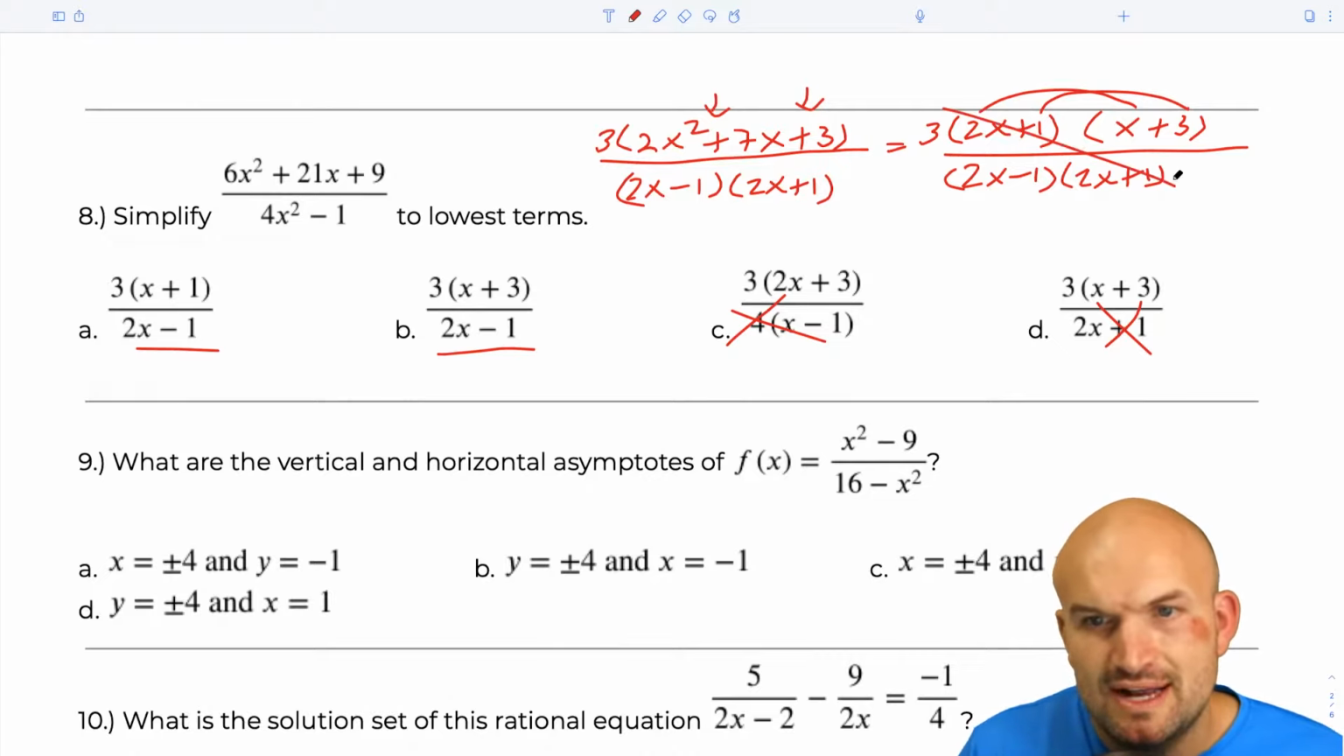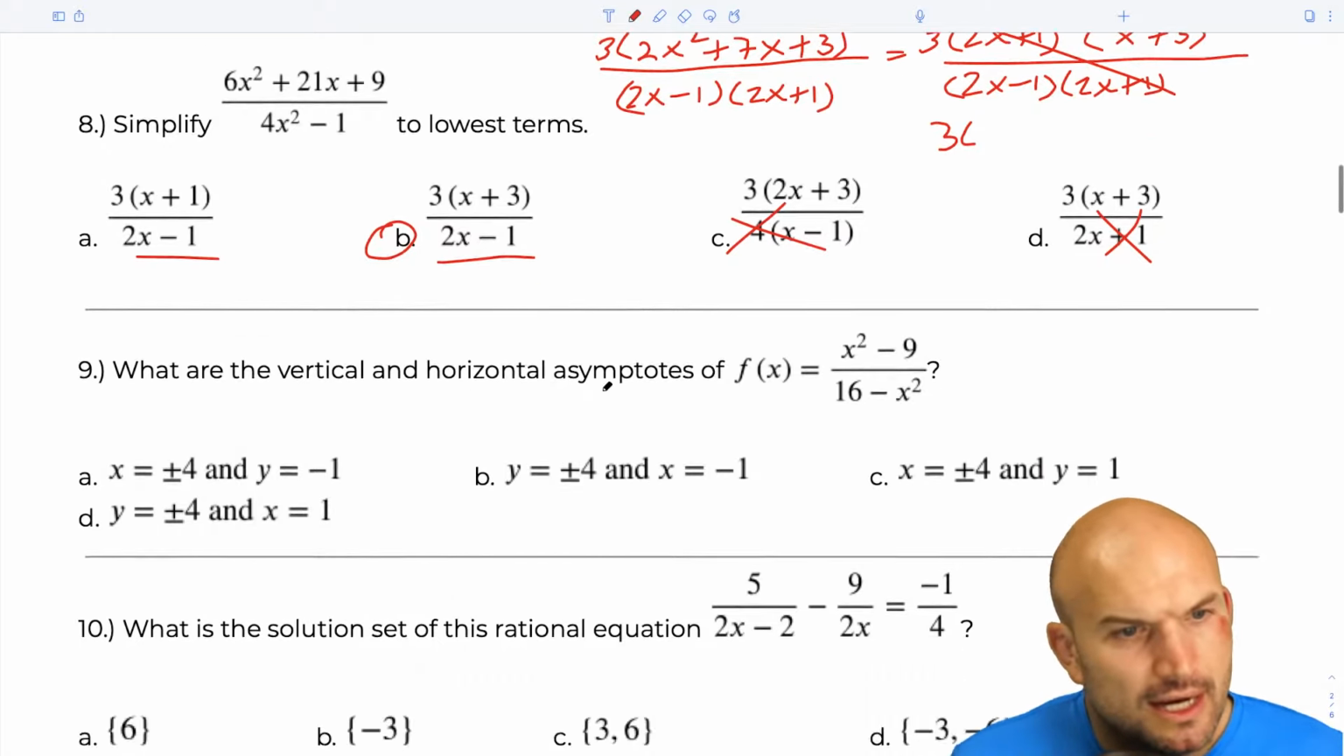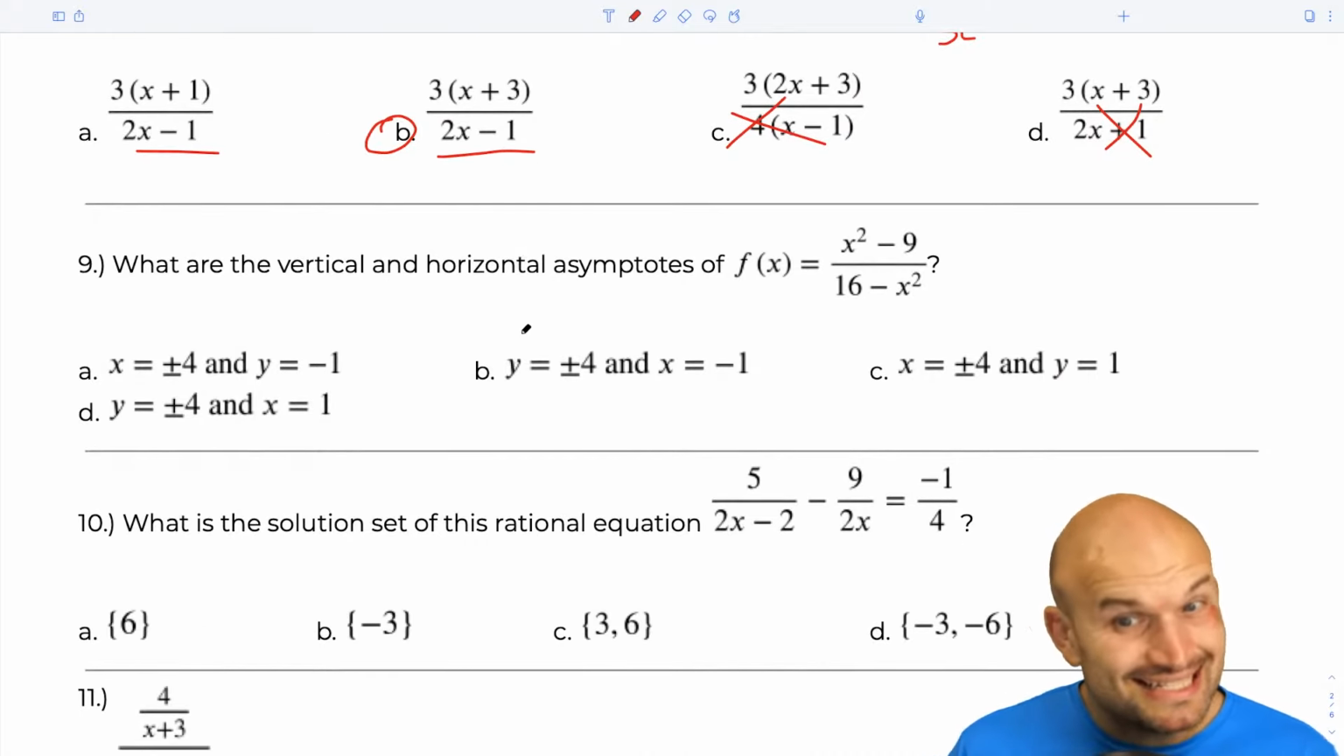So what happens when these divide out? I'm left with 3 times x plus 3 divided by 2x minus 1. Looks like that was the answer. There you go. So x plus 3. Yep, cool. What are the vertical and horizontal asymptotes?